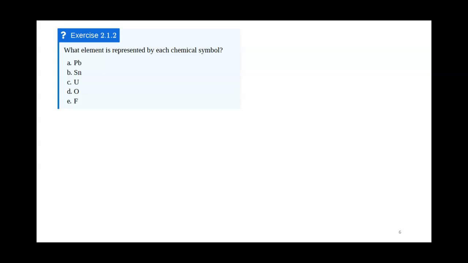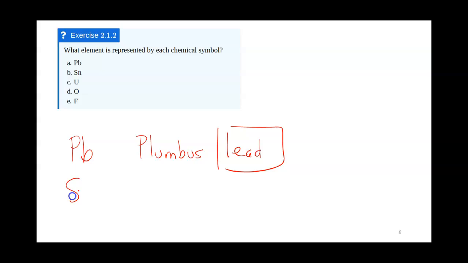So this question asks what element is represented by each chemical symbol, and all we need to do is go back to that previous table and look these up. So Pb, if we go back to that table there, comes from the Latin plumbum, but the English name is lead. Sn comes from the Latin, I believe it's stannum, and means tin.